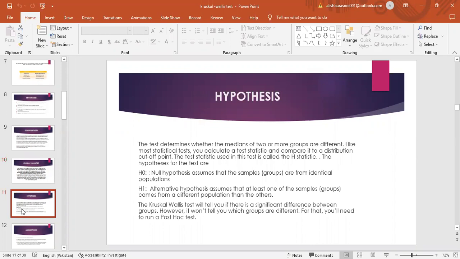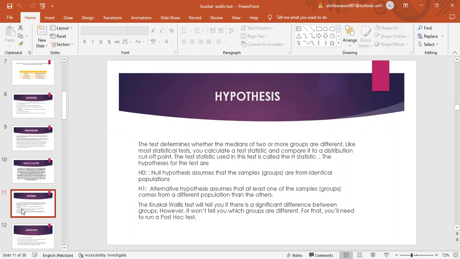Hypothesis. The test determines whether the medians of two or more groups are different. Like most statistical tests, you calculate a test statistic and compare it to a distribution cutoff point. The test statistic used in this test is called the H statistic. The hypotheses for the test are: H0, the null hypothesis, assumes that the samples are from identical populations. H1, the alternative hypothesis, assumes that at least one of the samples comes from a different population than the others.